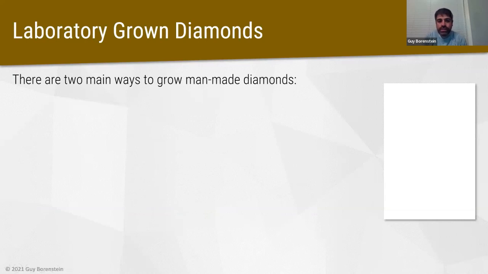So we have two ways to grow the diamonds. We are going to look at this formation, see how they are growing, and from there, we will try to extract some properties that will help us to identify them. The first technique is called HPHT, which stands for high pressure, high temperature.